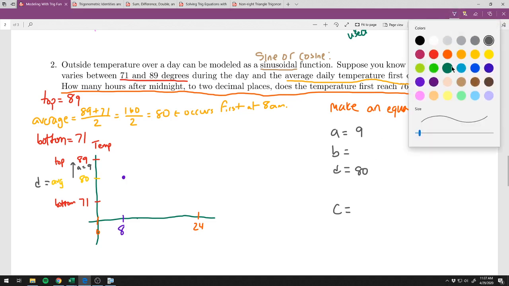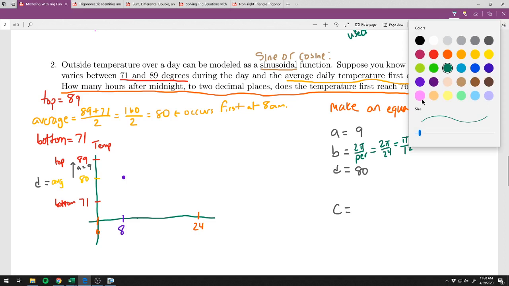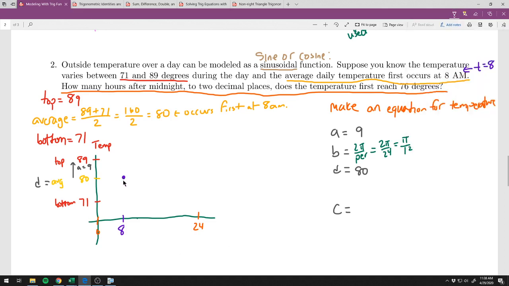And B is 2 pi over the period. The period is the number of hours in a day, which is 24. And 2 pi over 24 simplifies to pi over 12. Now C is dependent on this point. We don't know when the top is happening or when the bottom is happening. All we know is when the average is first happening. This is telling us C equals 8. We've got to use that.